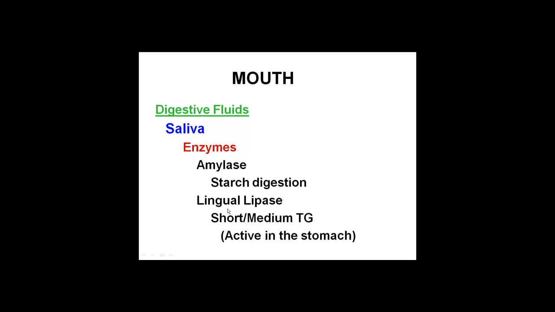One more enzyme that really isn't active, if you will, in the mouth is released in the back of your tongue, because lingual always means your tongue. So lingual lipase is going to be secreted in the back of your tongue, but it's mainly going to be working on short and medium chain triglycerides, and it's really not going to become active until it gets into the stomach. So there's really no digestion of lipids in the mouth. It's mainly just going to be the starches. So we'll talk about that in a bit.